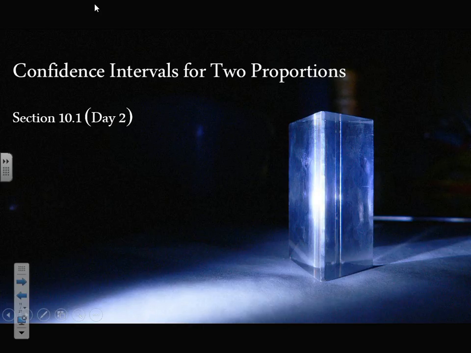Let's discuss how to actually run and interpret confidence intervals when we're working with two different proportions. So when we have our two different samples that we want to compare, how do we create the interval and then how do we interpret the interval?